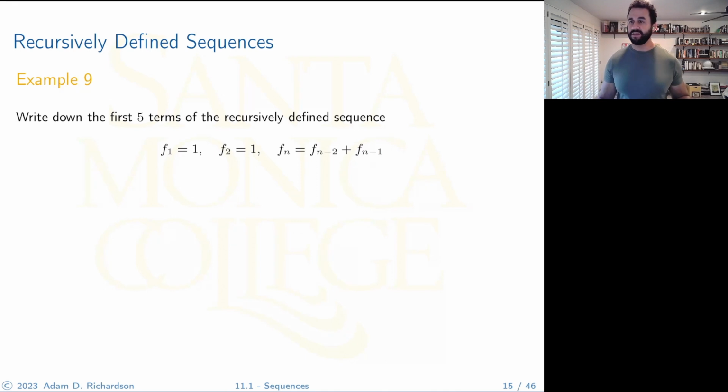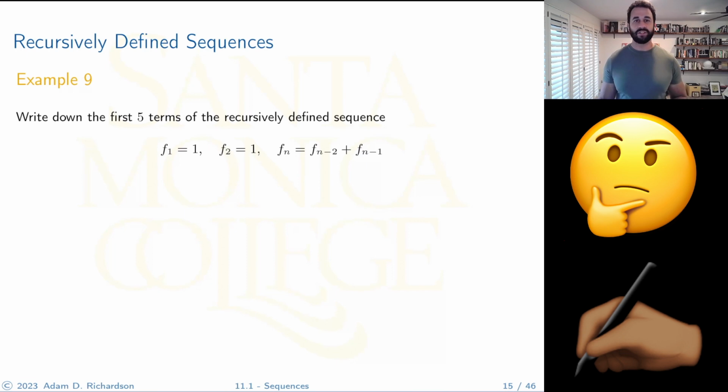I'm sure that many of you have seen it before, but the first term is 1, the second term is 1, and then to get the next term, you add the previous 2 terms. So to get F3, you add F1 and F2. To get F4, you add F2 and F3, and so on. So you try that one on your own and see what terms you get.